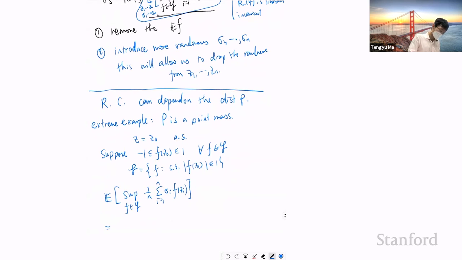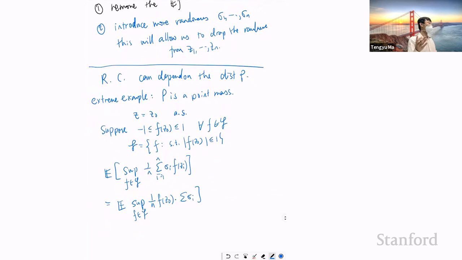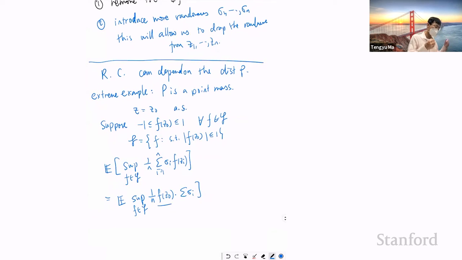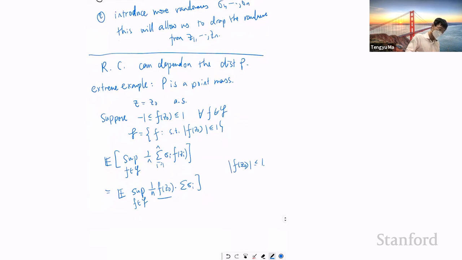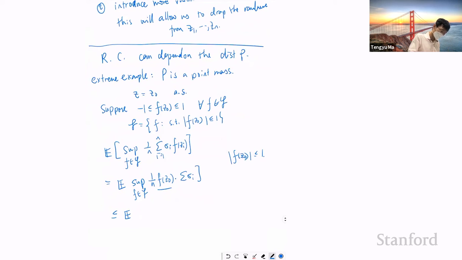so this is what? Because f(zi) is always the same. So this is literally equal to 1 over n times f(z0) times the sum of sigma i. And because f(z0) is just a constant, it doesn't depend on what F is, right? Wait, sorry, my bad. f(z0) still depends on f, right? But f(z0) is bounded between -1 and 1. So that means that this is less than or equal to the expectation, if you just bound this f(z0) by 1, of 1 over n times the absolute value of the sum of sigma i.